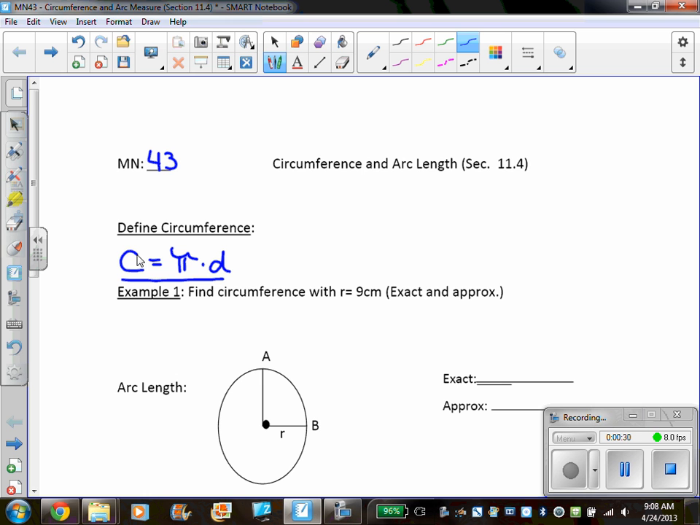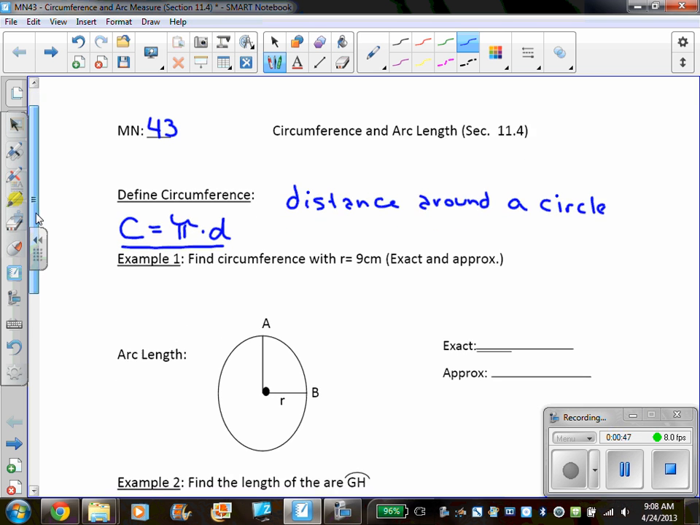And then the true definition of circumference is the length or distance around a circle. So it's kind of like the circle's perimeter, if you want to think of it that way.